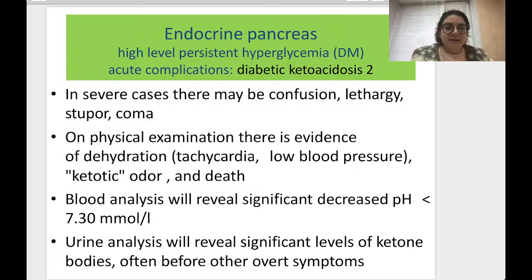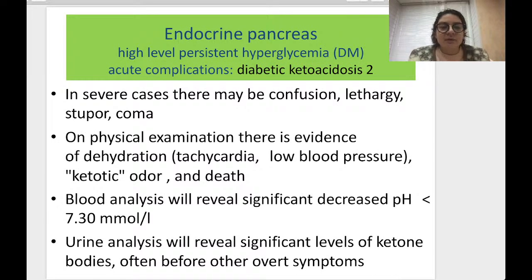In severe cases, there may be confusion, lethargy, stupor, and coma. On physical exam, there is evidence of dehydration that usually goes with tachycardia and low blood pressure. There is a ketotic odor, what I told you, very specific, like bad apples, a fruity, sweetish odor. And it can lead, unfortunately, to death.